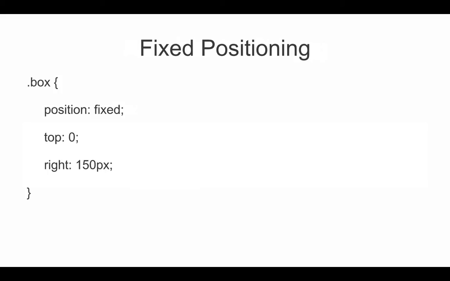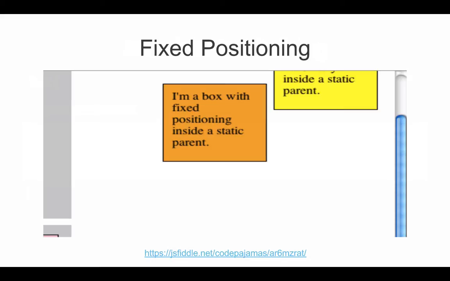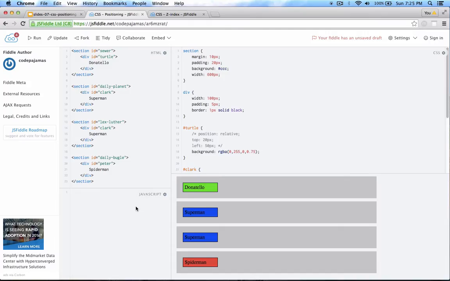We can also set the position property to fixed. Now fixed behaves the same as absolute positioning, however, it will stay fixed in place even when the user scrolls the browser window. Next, let's take a look at a simple code example that's demonstrating different positioning.